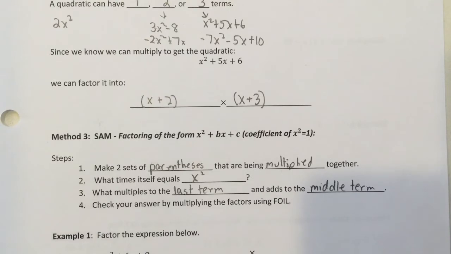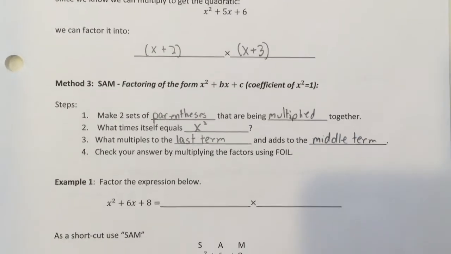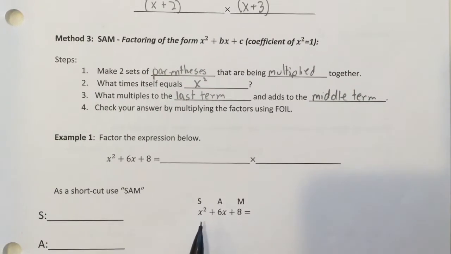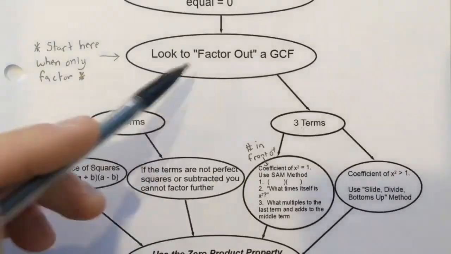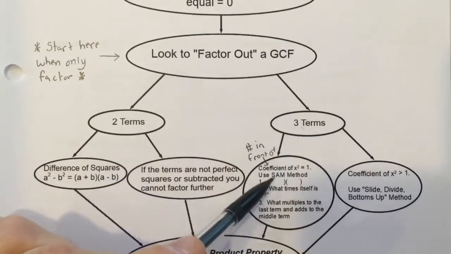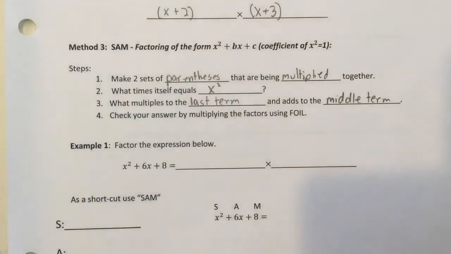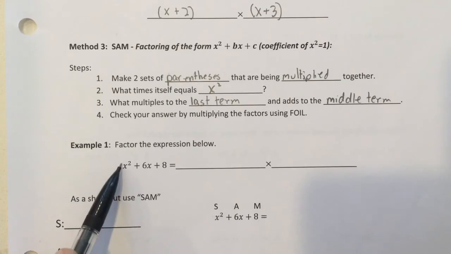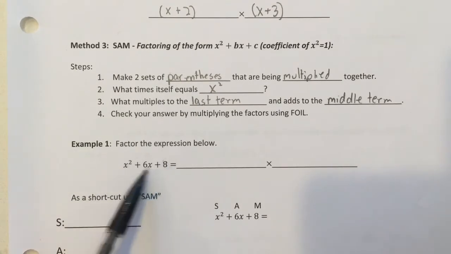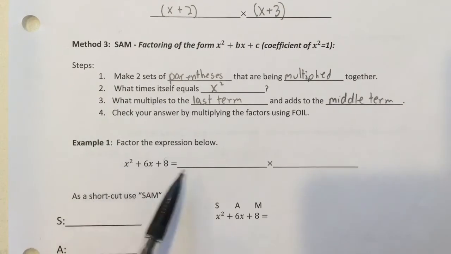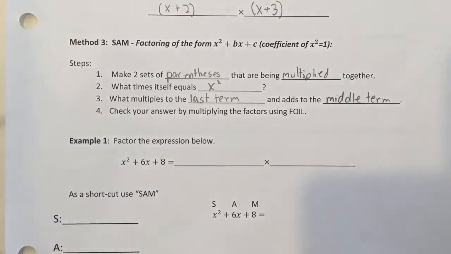And then you can check your answer using FOIL. So if we look at this trinomial here, quadratic trinomial, and we look at our flow chart, the first thing we want to look for is a GCF, and then if we have 3 terms with the number in front, we SAM factor that. Well, there's no GCF here, because there's no x for this one, and there's no number, just a 1 here. So there's no number or variable that goes in every single term. There's 3 terms with a 1 in front, so we know we're going to do SAM.